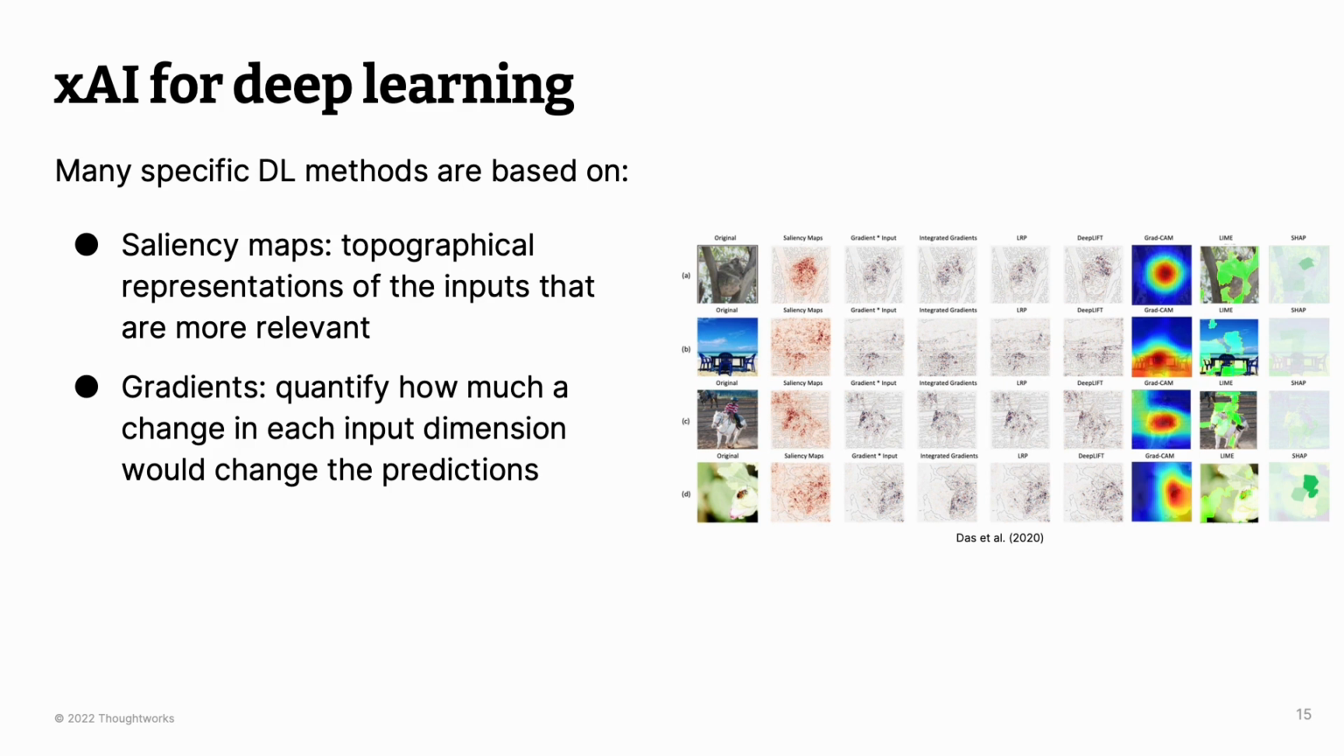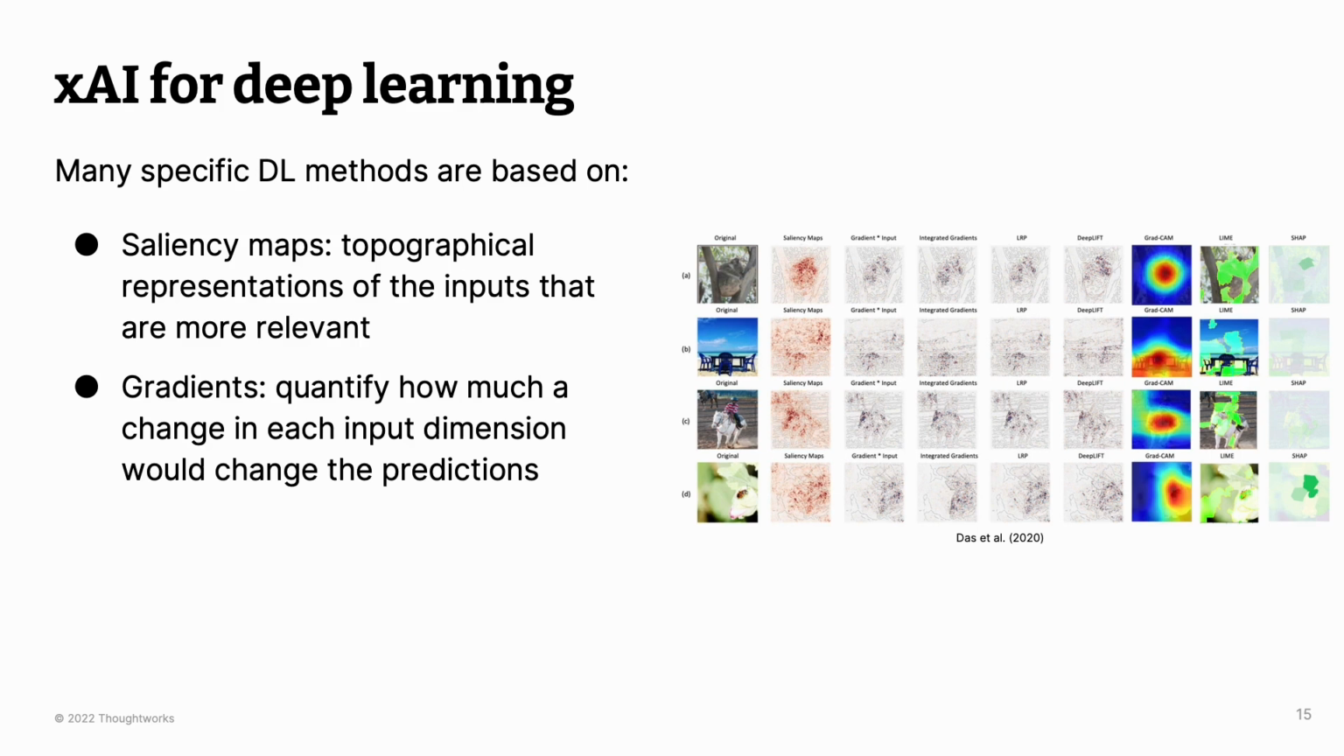Before we talk about the specific methods, and we talk about deep learning, these methods you see here are specific. They are only for deep learning. Most of them can be classified in these two categories, saliency maps and gradients. If you look here, you can see 4 images, and we are applying different algorithms to them. These algorithms can be classified in saliency or gradients.